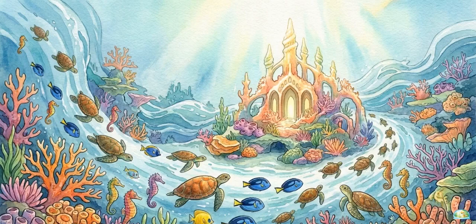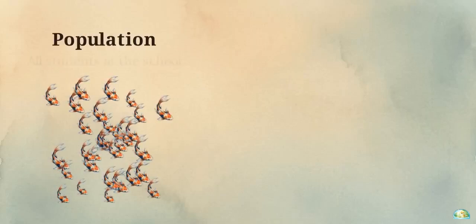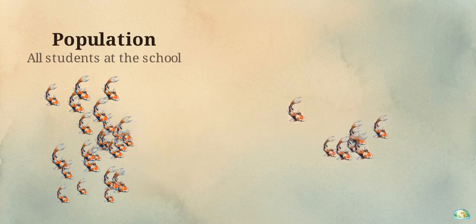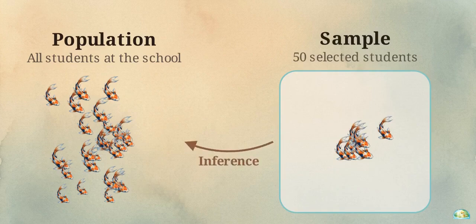A school wants to figure out how its students travel to campus each morning. To find out, the principal asks 50 randomly selected students. This massive school of glowing koi represents our population, all students at the school. The sample is the 50 selected students who answer the survey. We use this smaller, linked subset to understand the whole school, provided it's chosen fairly without favoring one group.